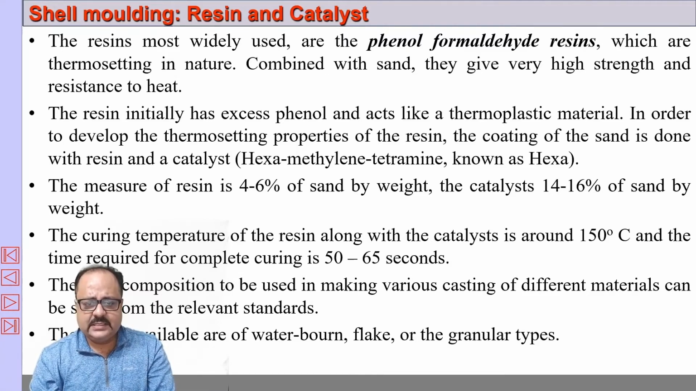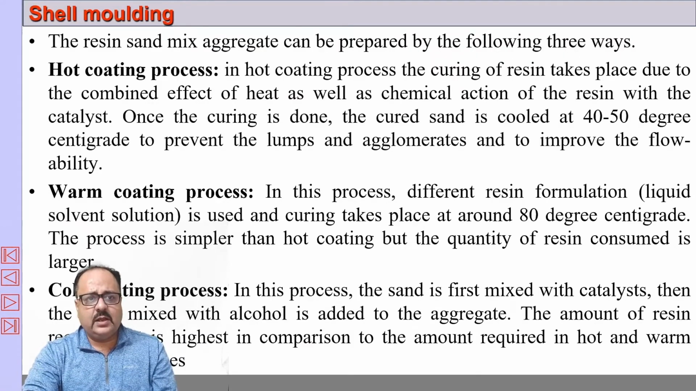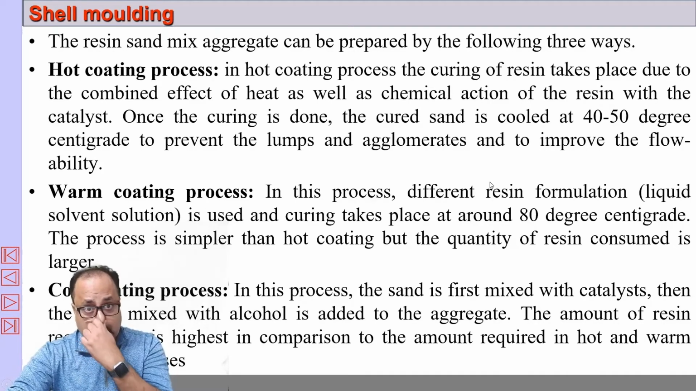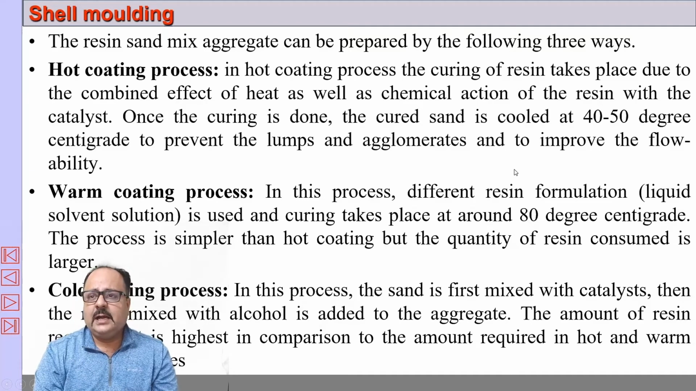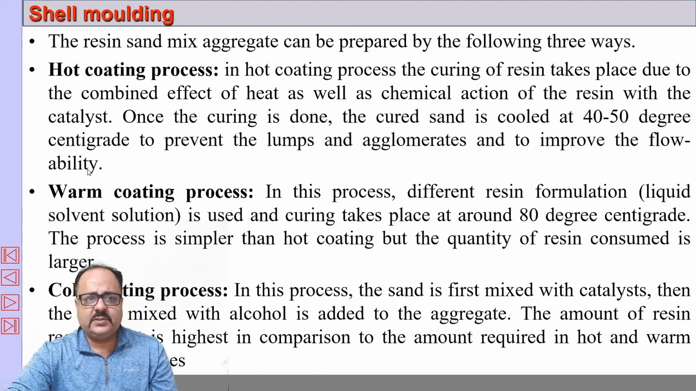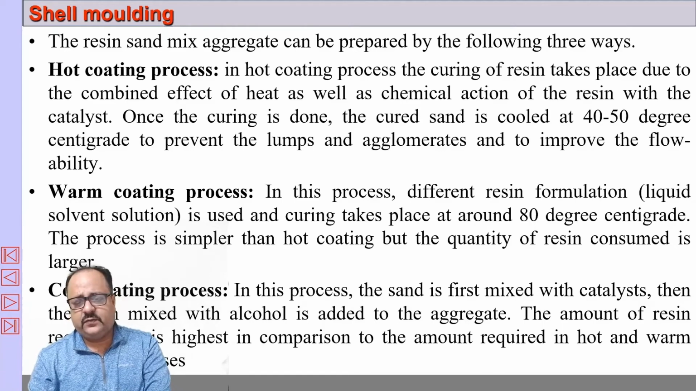150 degrees centigrade. So there are various ways we can mix the sand: this is called the hot coating process, warm coating process, or cold coating process. The hot coating process is basically expressed due to the combined effect of the heat as well as the chemical action of the resin with the catalyst. Once the curing is done, the cured sand is cooled to around 40 to 50 degrees centigrade, so that no lumps are formed. In the warm coating process, what happens?